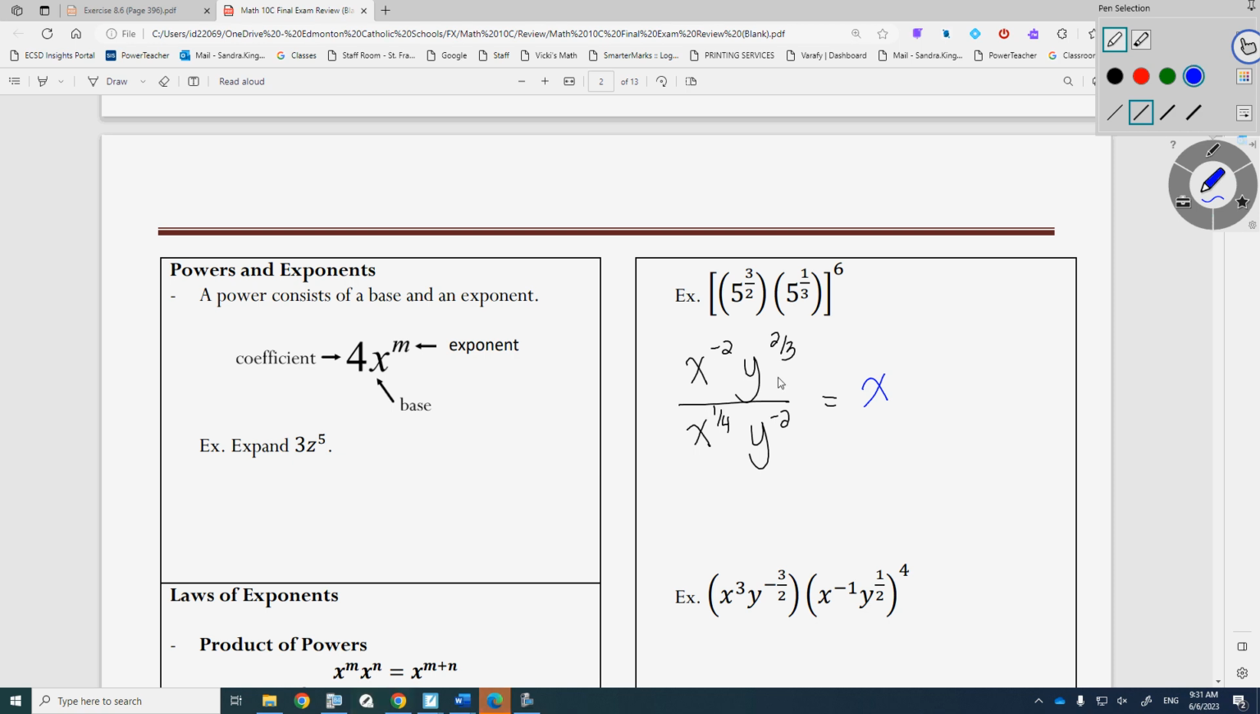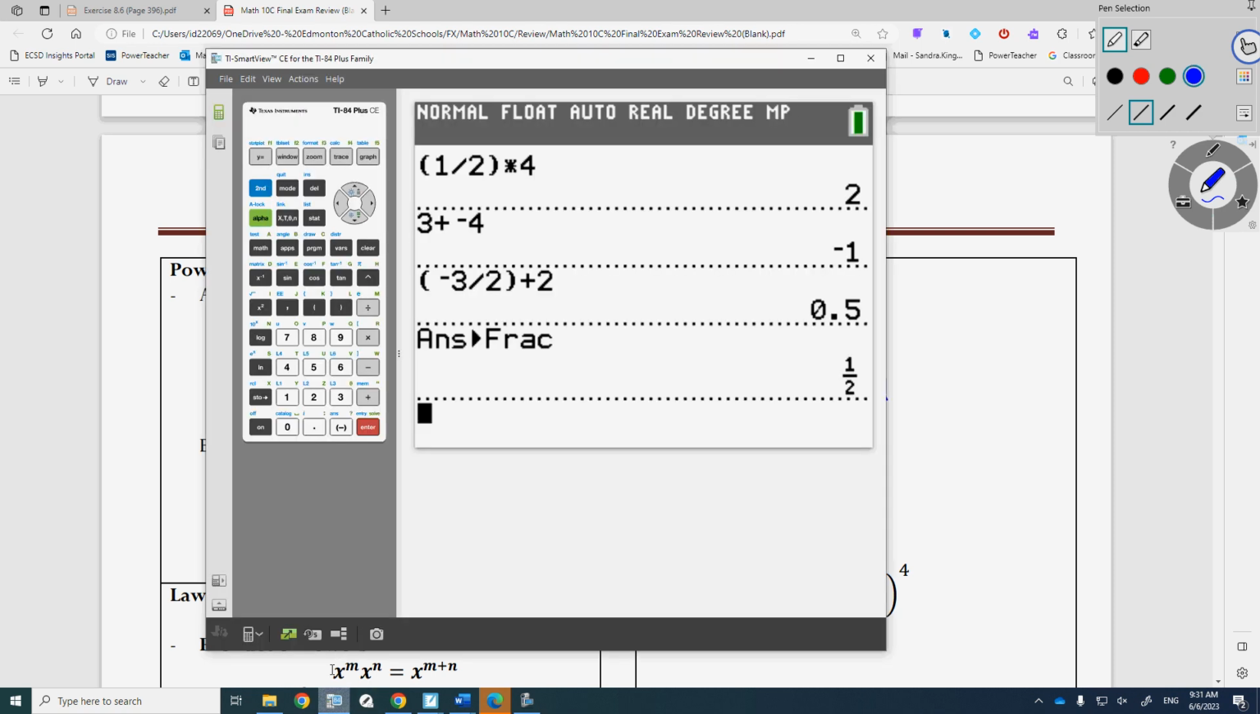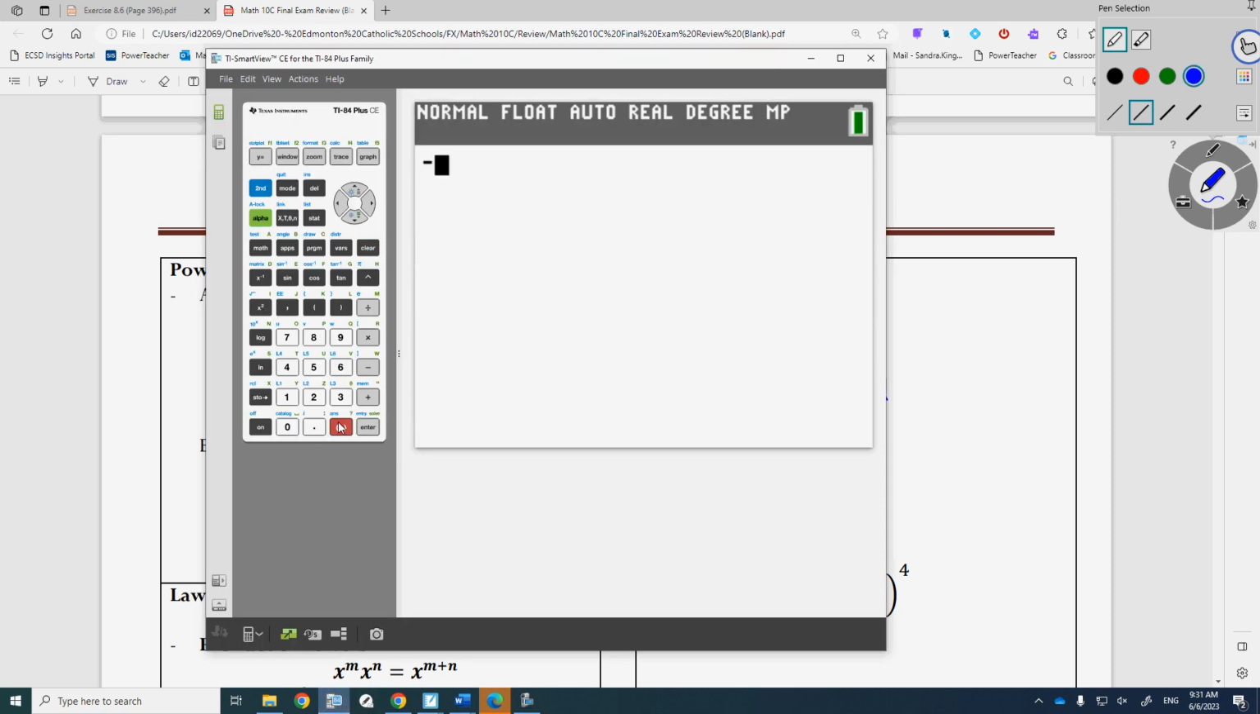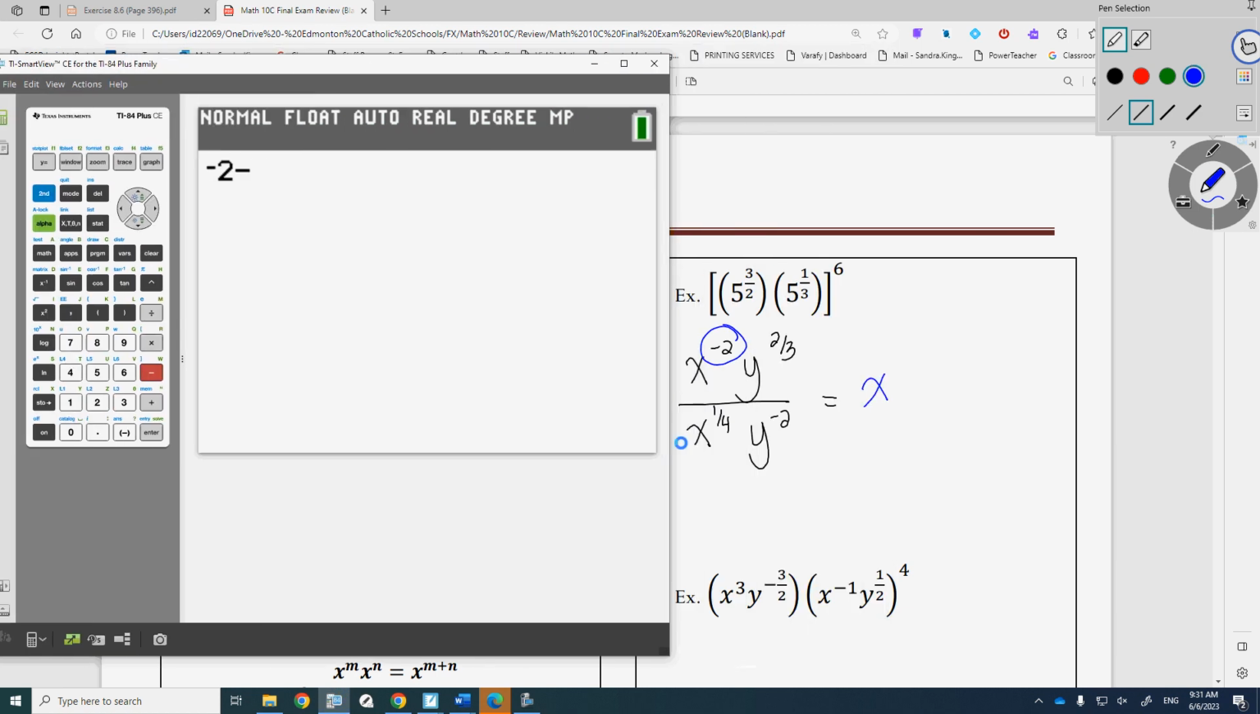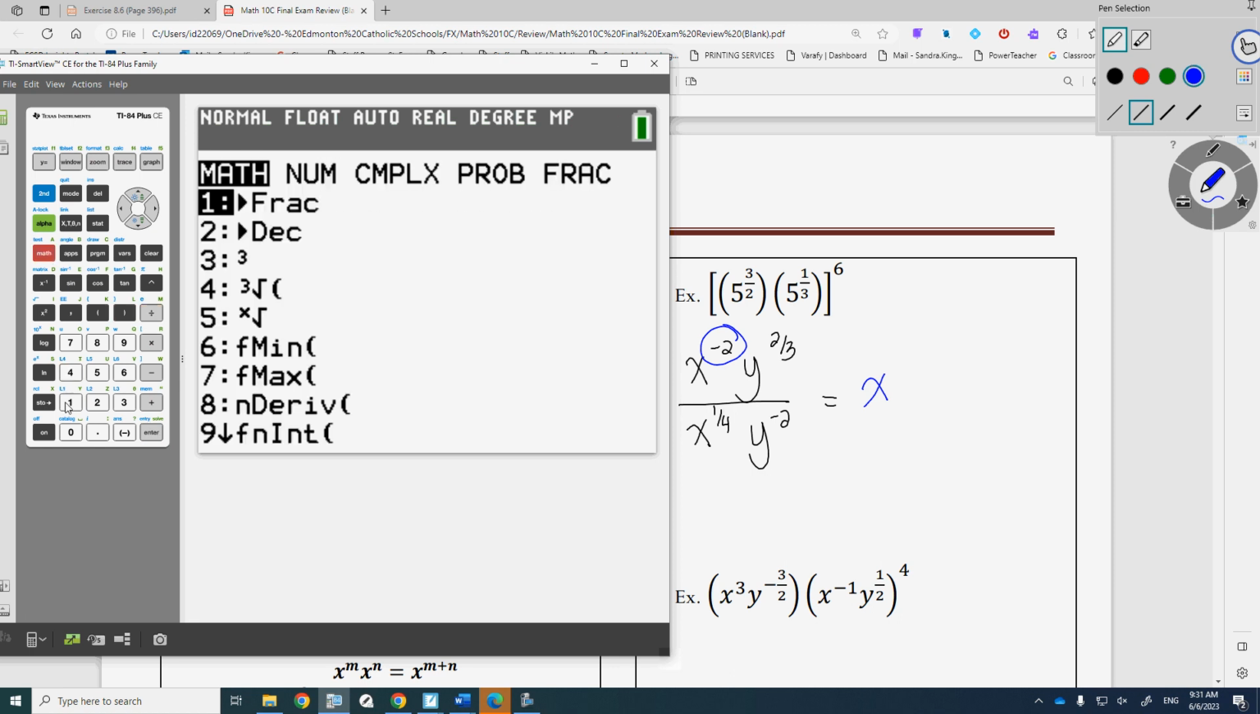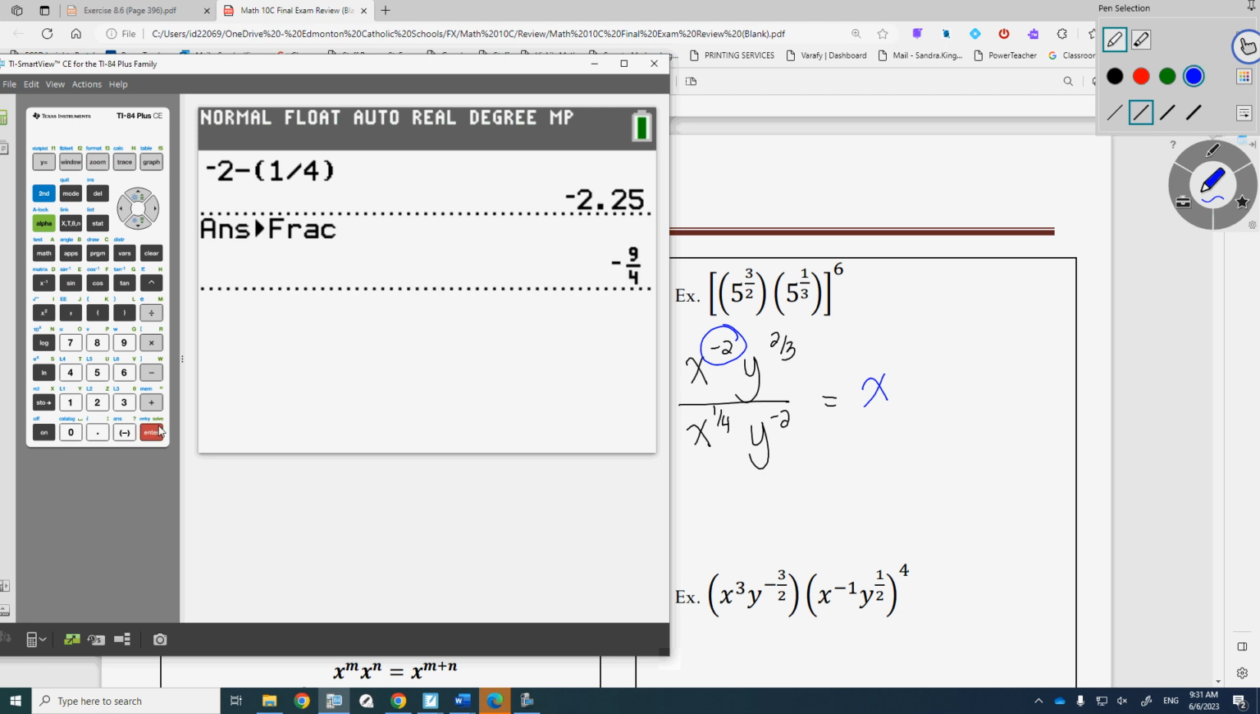So how you're going to type this into your calculator is you're going to type negative 2, the numerator, then you hit a minus, and then whatever this guy is, it's a fraction, so it's going to go in a bracket. So I would type in negative 2, then I'm subtracting. What am I subtracting? I'm subtracting a quarter. So open bracket, 1 divided by 4. And I would get negative 9 over 4.